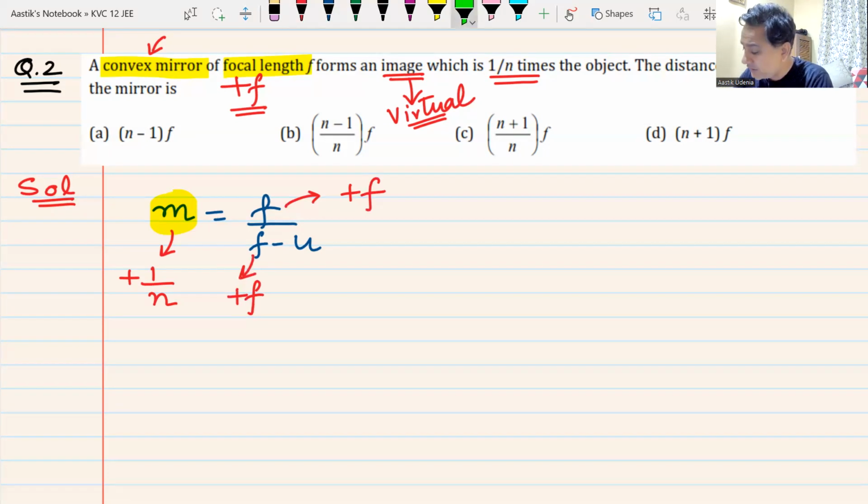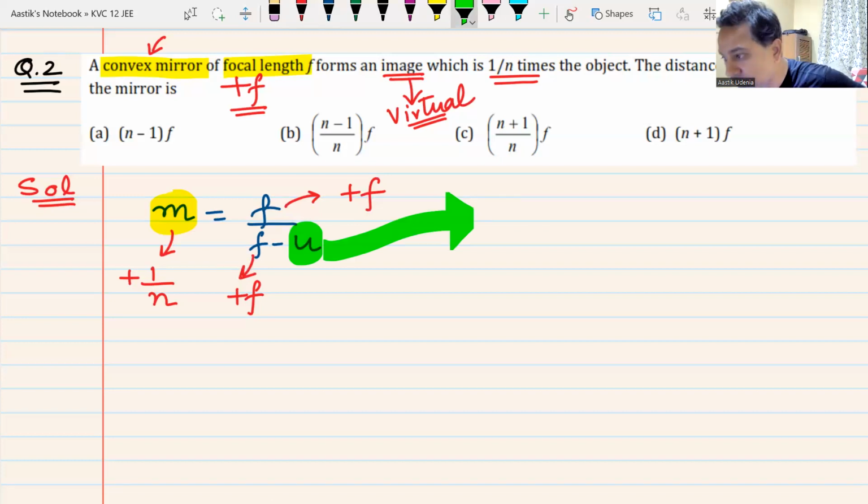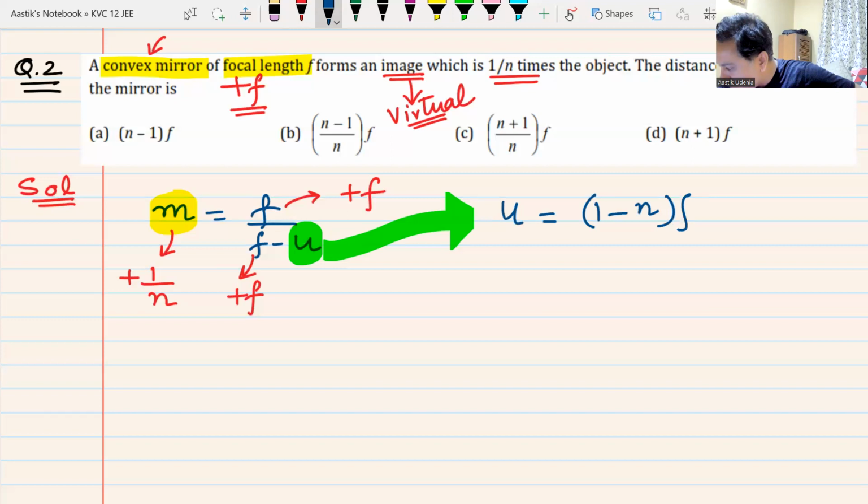The only unknown here is the value of u. M is known, f is known. You can easily solve this and get the value of u. Just by a simple cross multiplication, you will get the value of u as (1 − n) times f, which can be written as negative of (n − 1) times f.